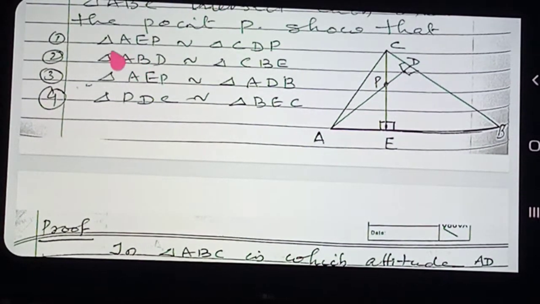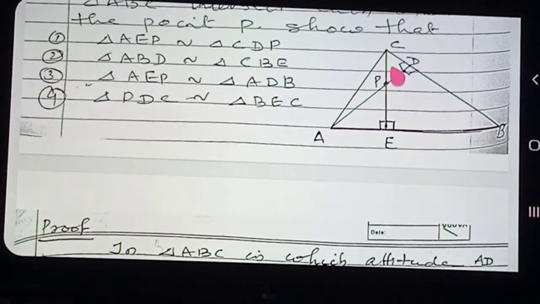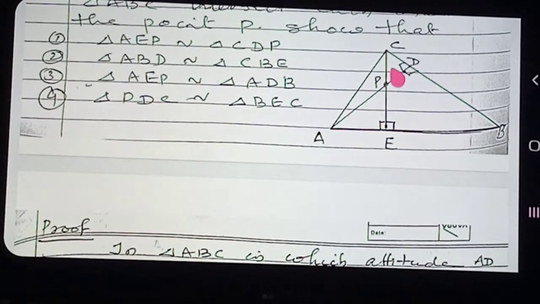First point, you can write triangle AEP and triangle CDP. Take AEP, this triangle which I pointed, and CDP, this triangle CDP which I pointed. So in these two triangles, can you say two angles are equal? Any two angles you can say? Very clear-cut angles. What about angle AEP? 90 degrees. What about angle CDP? 90 degrees. Therefore, angle AEP is equal to angle CDP, 90 degrees. Okay. One pair of angles congruent.